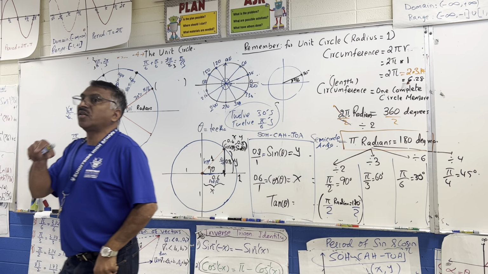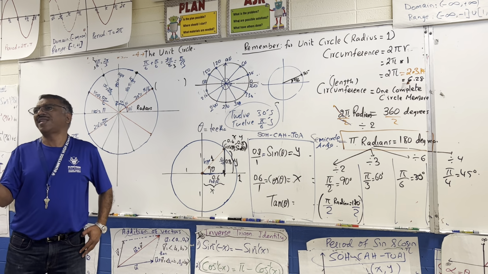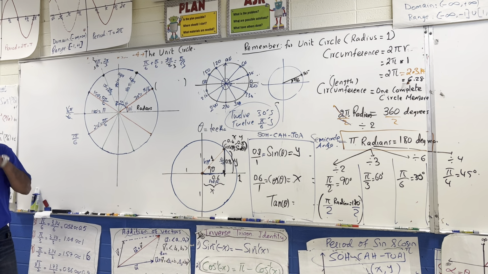Pi by 12 actually is half of 30. It's like 15 degrees. You don't want too much. I just want you to get, okay, I know this, at least those are the ones. Because they are confusing. I am always confusing students.